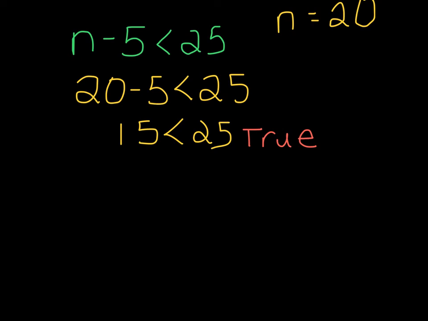When an inequality includes a variable like this one, or it's open, it can have more than one solution. For this one, the solution would be any number that's less than 30, since 30 minus 5 would give us 25, which would be equal. So it has to be a number smaller than 30 in order for the result to be less than 25.